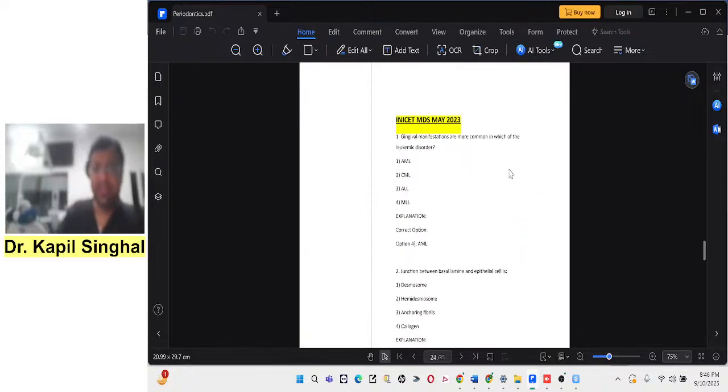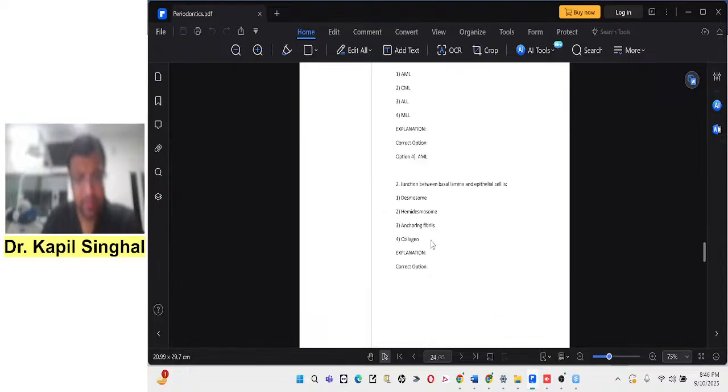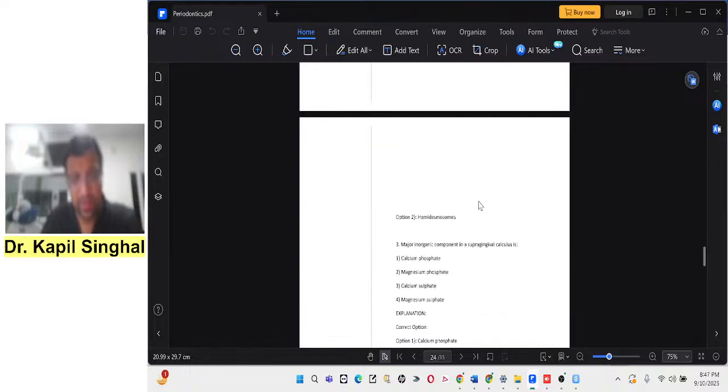Next question. Gingival manifestations are more common in which of the leukemic diseases? We know in AML we find enlargement, especially M4, M5. Very common in AML, acute myelocytic leukemia. That is M4 and M5 type. Junction between basal lamina and epithelial cell is hemidesmosomes. Simple question. Which attachment attaches the two? Hemidesmosomes. Okay.